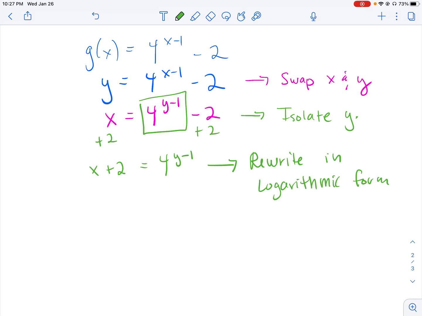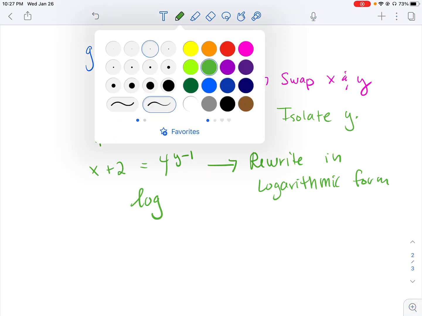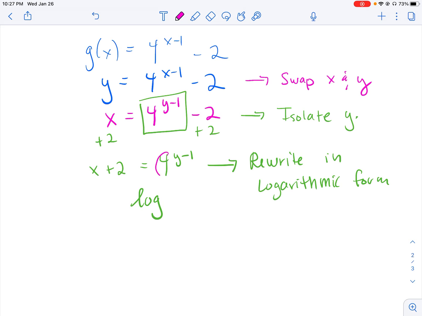So we think back to how that works. So log base, well, the base of my logarithm is also the base of my exponential function. So log base 4. So I always think it's going to be 4 to the exponent, because logarithm, the word really just means exponent, y minus 1, and then the inside, or the argument we call it, of the log is x plus 2.